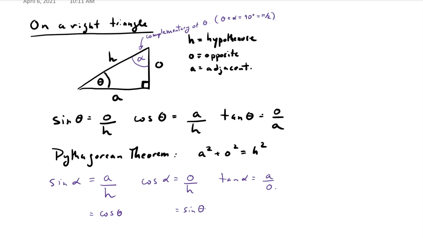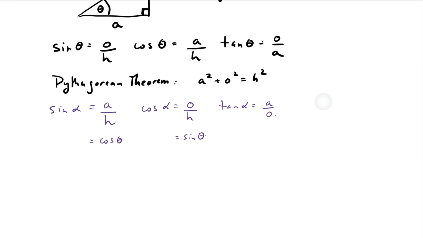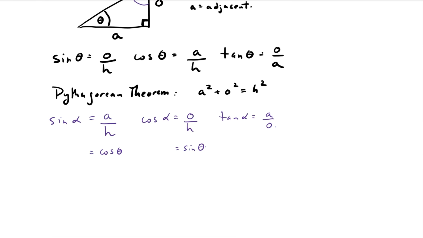Now, because the angles theta and alpha add up to 90 degrees, which is what I wrote here, this is equivalent to saying that alpha is pi over 2 minus theta, or in degrees, 90 degrees minus theta. So if we replace alpha by pi over 2 minus theta, we get that the sine of pi over 2 minus theta is the cosine of theta. We also get that the cosine of pi over 2 minus theta is the sine of theta.